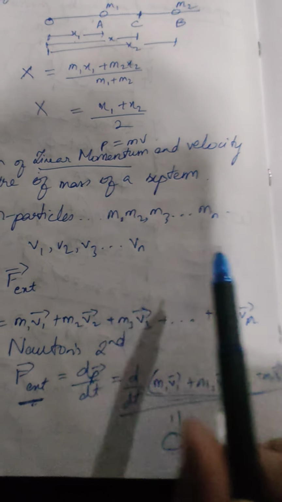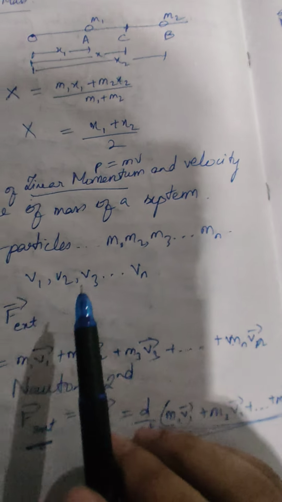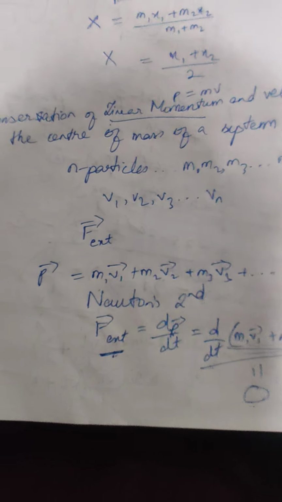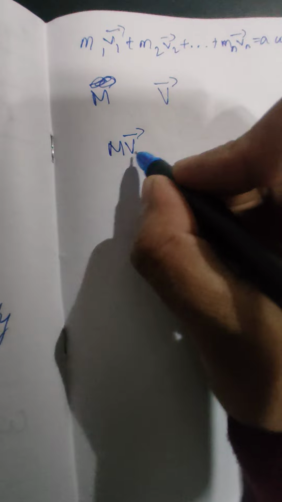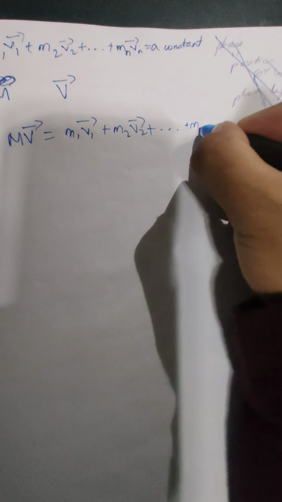Now, again, if capital letter M, sorry, m is not a vector quantity, if M is the total mass of the system, m1, m2, m3, right, and the total velocity of the system is represented by capital letter V, then instead of writing momentum, we can simply represent it with the total value M into V. Mass into velocity is also momentum, and it is equal to m1 v1 plus m2 v2 plus up to mn vn.